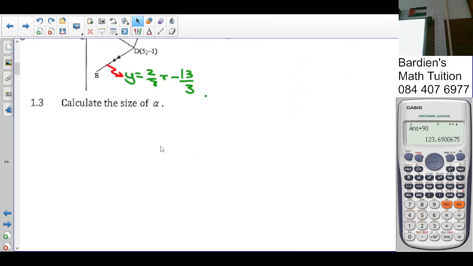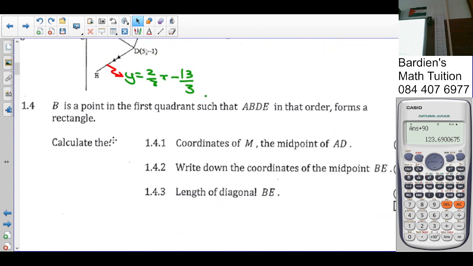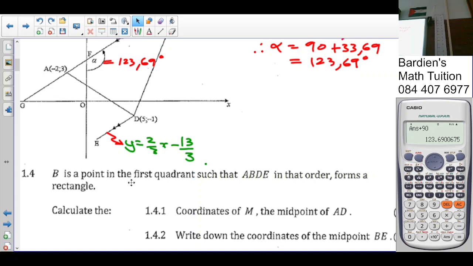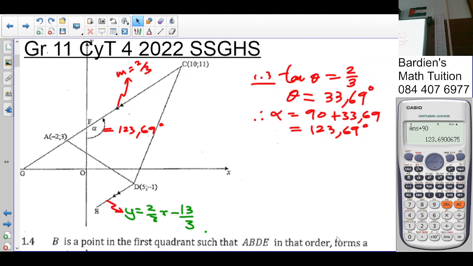Then in the next question we are asked, B is a point in the first quadrant such that A, B, D, E in that order forms a rectangle. So what I do is I draw a rectangle, giving us the idea of what's happening here. So it's A, B, D, E.